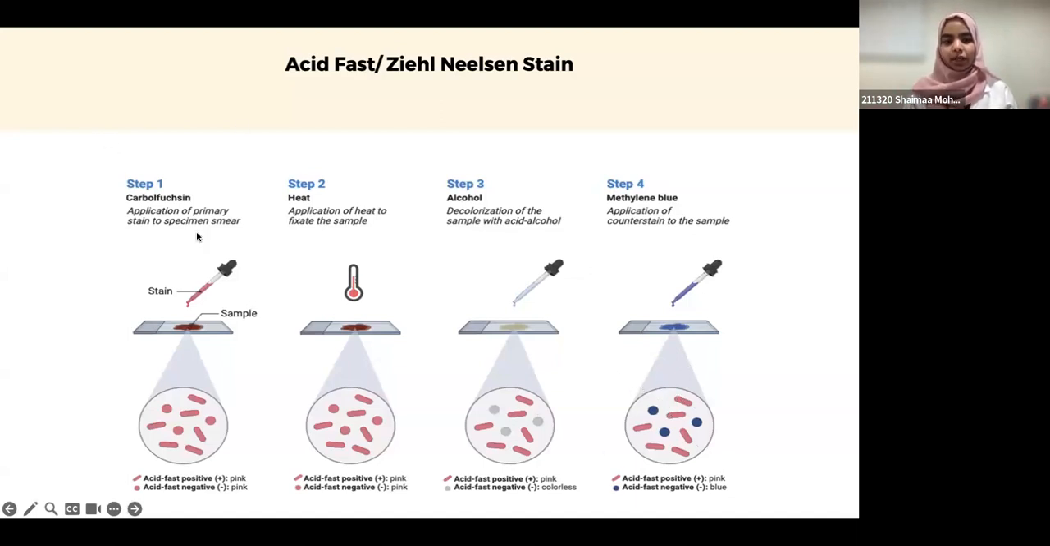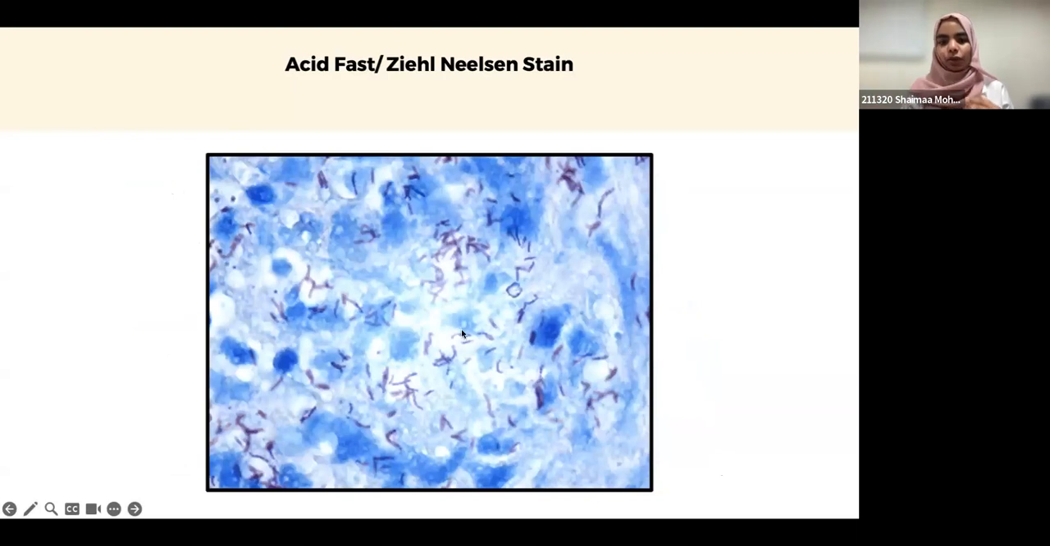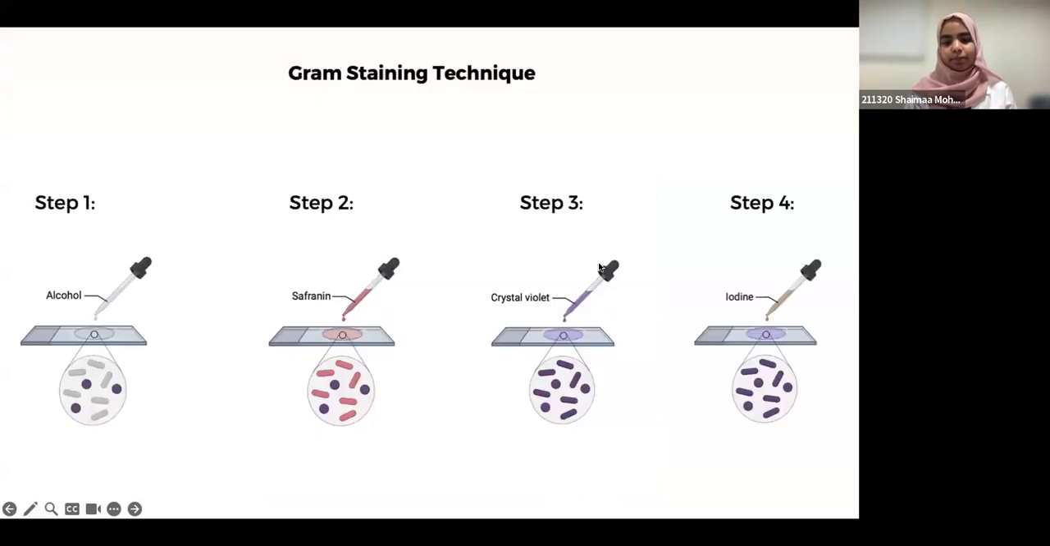Okay, so basically carbol fuchsin, which is fuchsia, pink in color, and then you heat to fixate, again alcohol to decolorize, and then methylene blue, which is blue in color, as a counter stain. Okay, so for example here, this is the acid-fast bacilli, and all these are the epithelial tissue or whatever that's not a Mycobacterium.